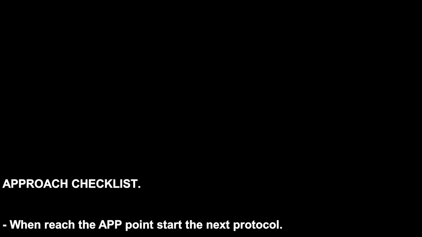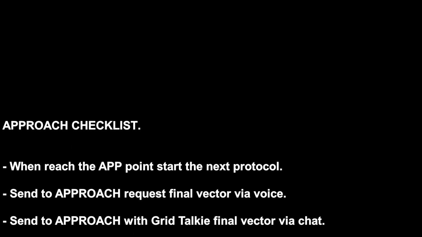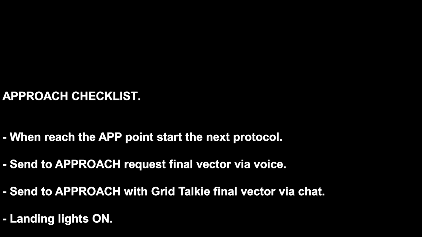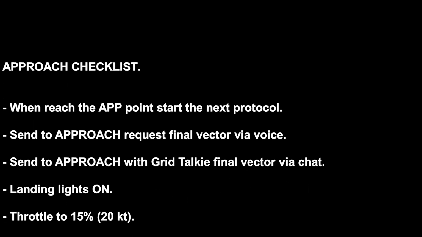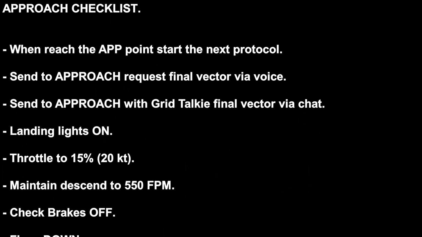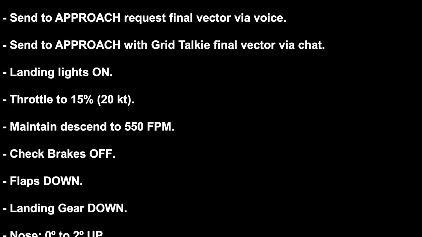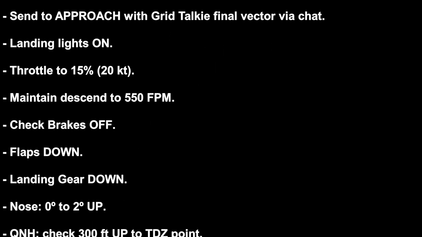Approach checklist. When reach the app point, start the next protocol. Send to approach request final vector via voice. Send to approach with grid talkie final vector via chat. Landing lights on. Throttle to 15%, 20 kT. Maintain descent to 550 fpm.